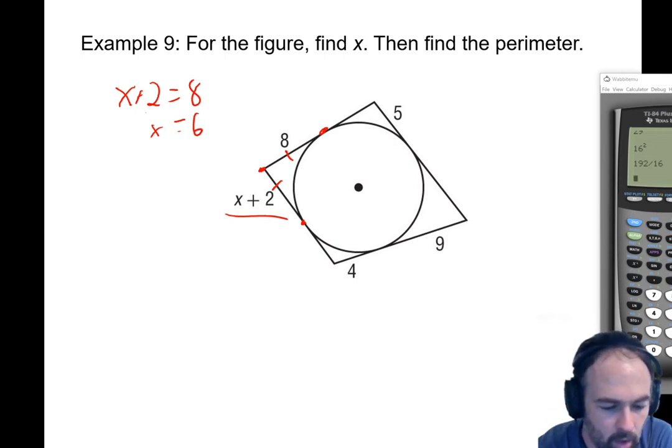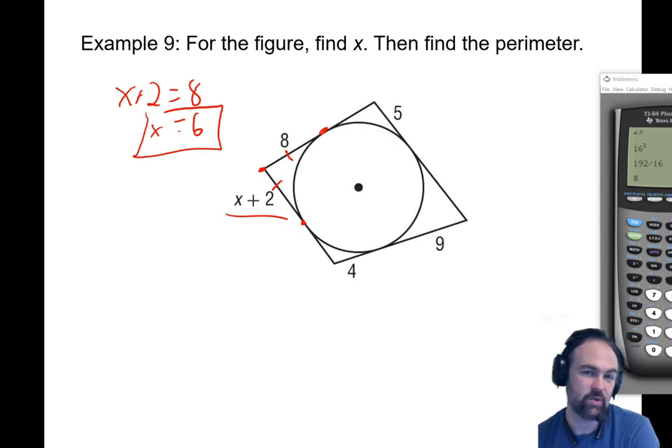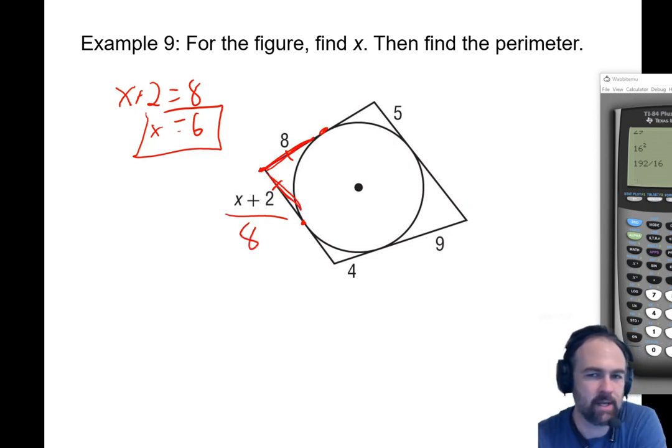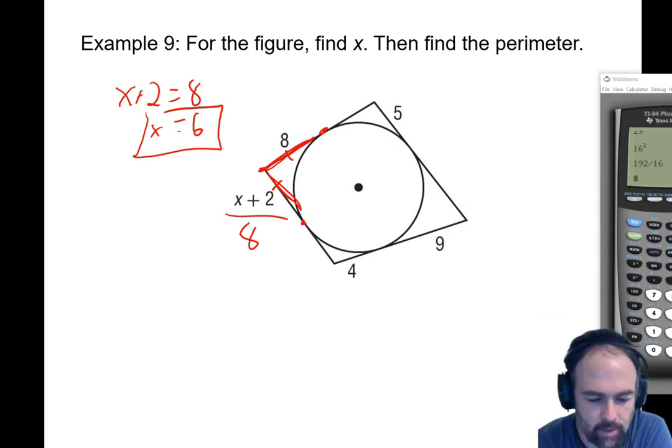Now, honestly, in this particular case, I don't need to know x in order to find the perimeter, because I could always say that if that segment is 8, then this segment is also 8. I mean, plug it in. 6 plus 2 is 8. Either way, it works. Okay, so do that so we don't think it's a division bar.